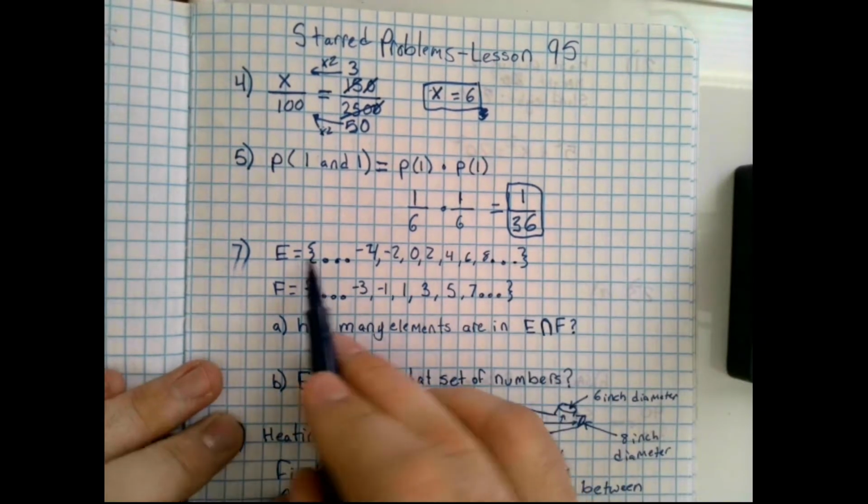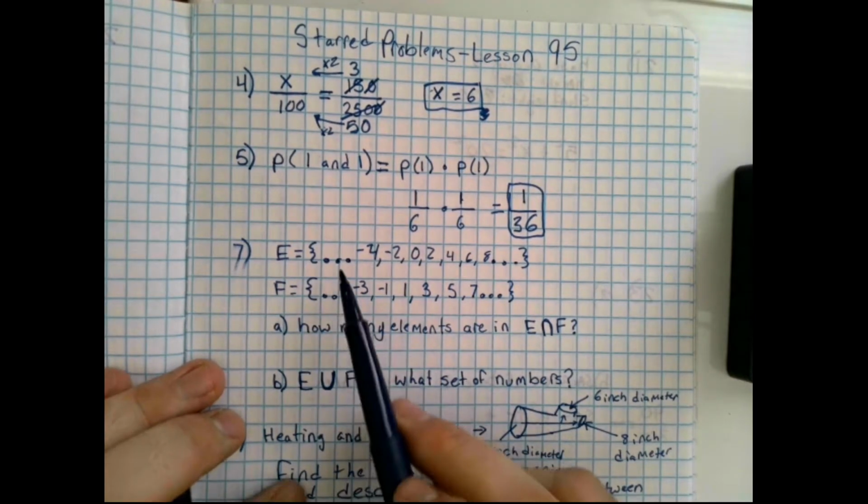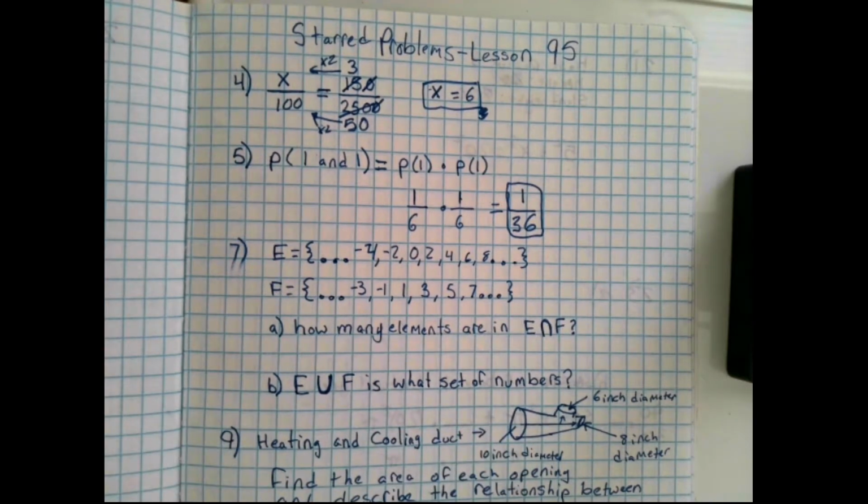Now, question 7 is a question about sets. Now, set E is an infinitely extending set in both directions. So we've got lots of negative numbers, lots of positive numbers, but the pattern is -4, -2, 0, 2, 4, 6, 8. If we're trying to determine what set that is, that's the set of even integers. We've got positive numbers, we've got negative numbers, but they're all even numbers.